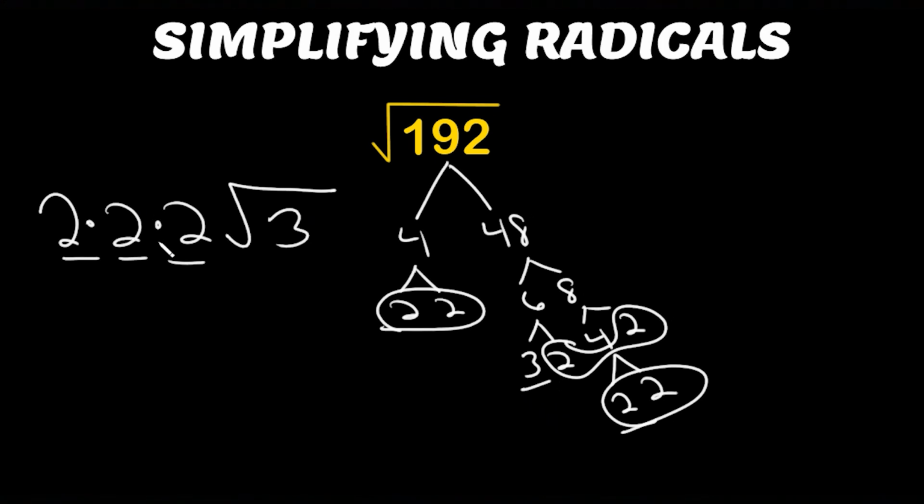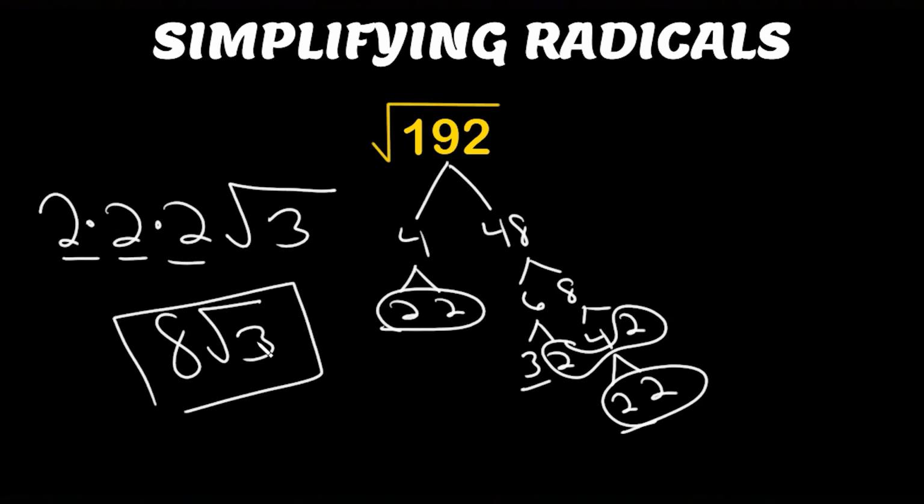Okay, and now we just do the operation. 2 times 2 times 2 is going to give you 8. So I'm left with 8 square root of 3. There it is. It's simplified down. So to be clear, if you were to do 8 square root of 3 in your calculator, and you were to do the square root of 192 in your calculator, you are going to get the same exact value. But 8 square root of 3 is going to be simplified down. Okay, so let's go ahead and try another example.